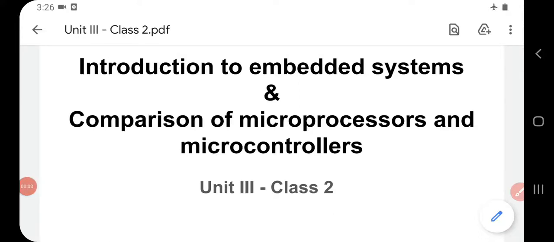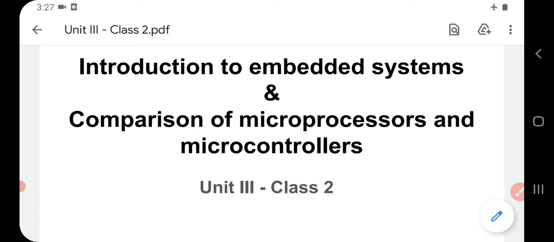Good morning. This is class 2 of our unit 3, microcontrollers. In today's session, we will learn about an introduction to embedded systems. Another topic that is discussed here is a comparison of microprocessors and microcontrollers.